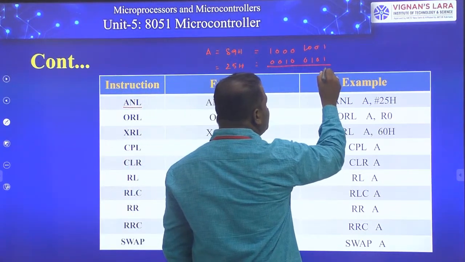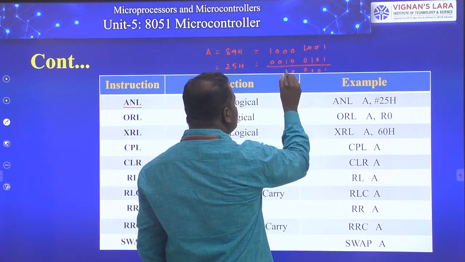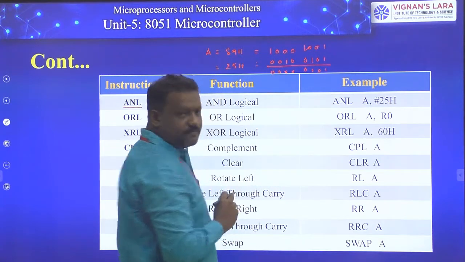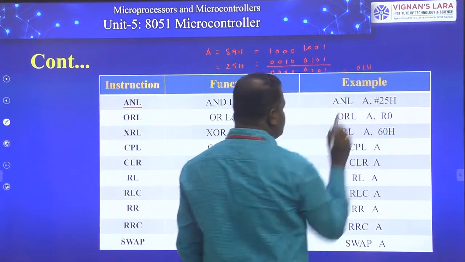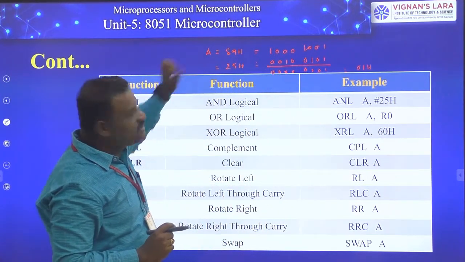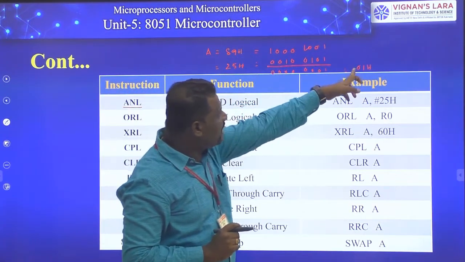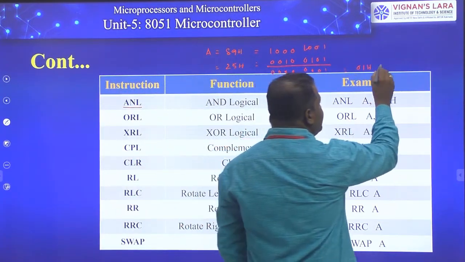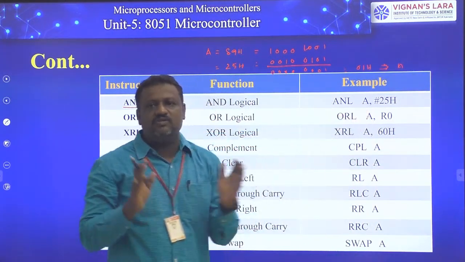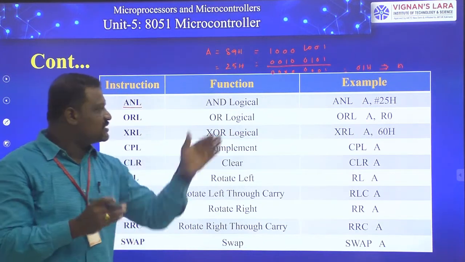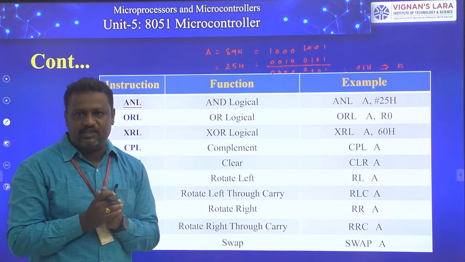So 1 ANDed with 1 is 1, and the remaining bits are 0. Now my final result here is 01H. After execution of this logical AND between the content of A and the immediate value 25H, my result is 01H. It goes to the destination operand, which is accumulator register A. I hope you understand the example of ANL A, #25H.